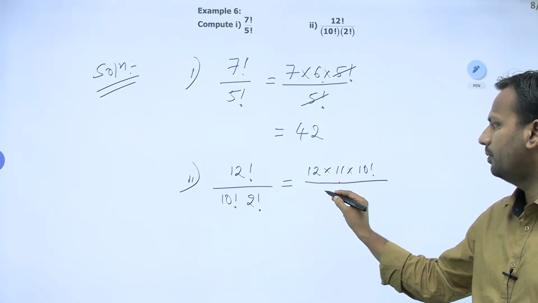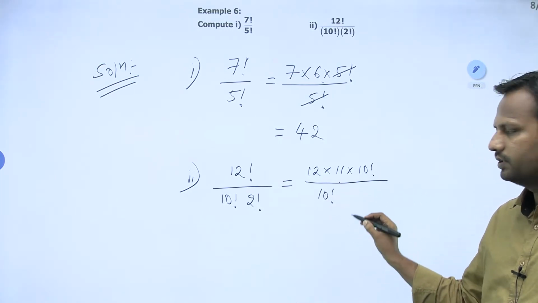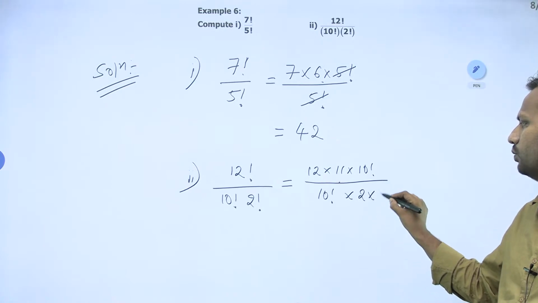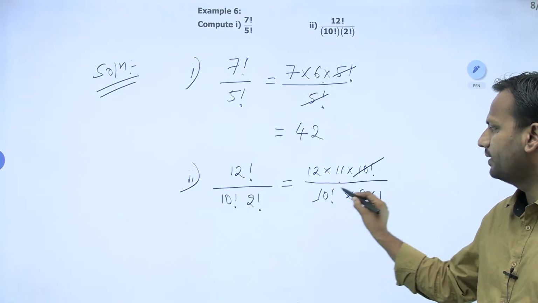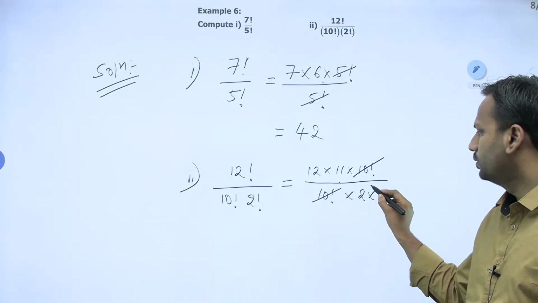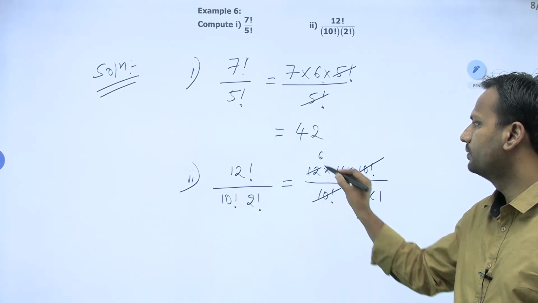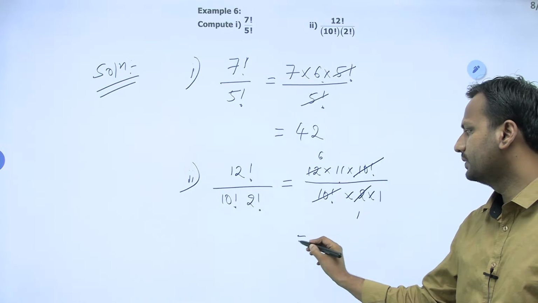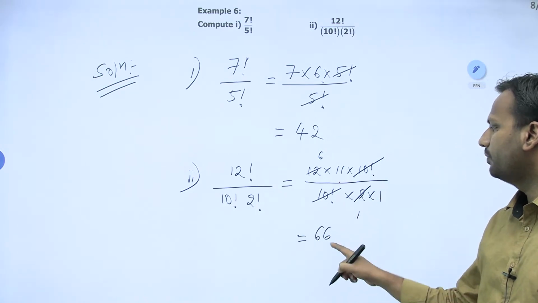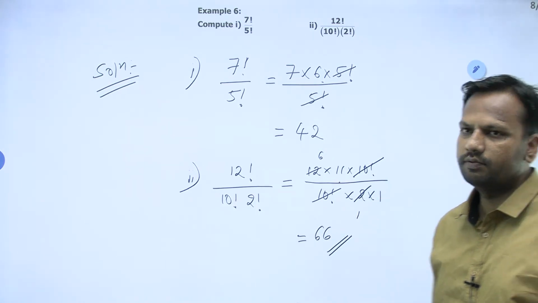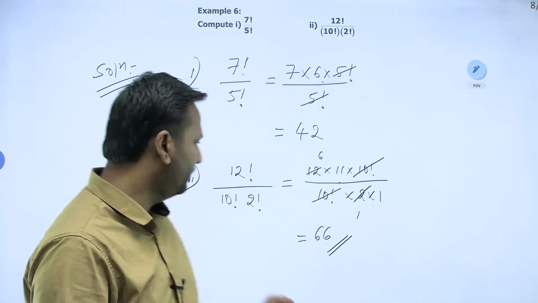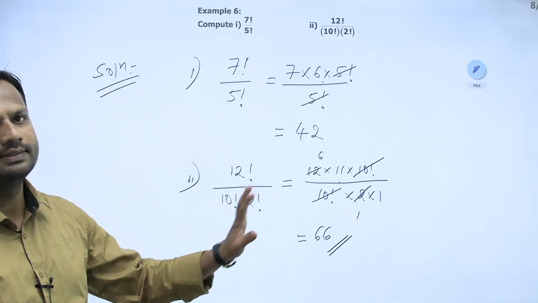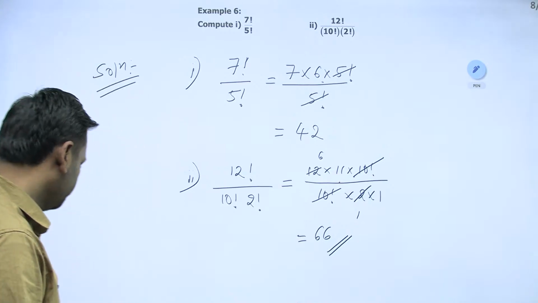Looking to the denominator here, 10 factorial as it is, and 2 factorial is written as 2 into 1. So these two things get cancelled, right? Yes or no? So 2 ones are 2, 2 sixes are 12, so 6 into 11, 66. Divide by 1 as it is. So this is the value of the given quantity, 12 factorial by 10 factorial into 2 factorial. How much here? 66. Got it now?